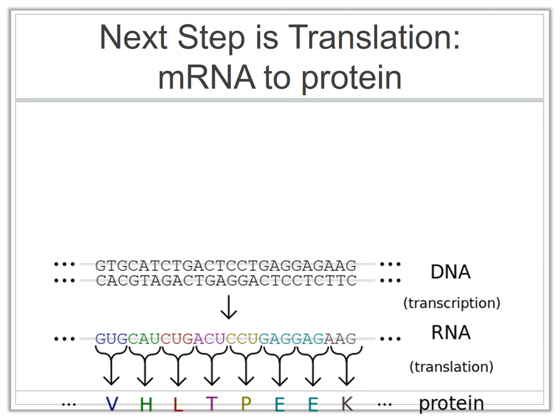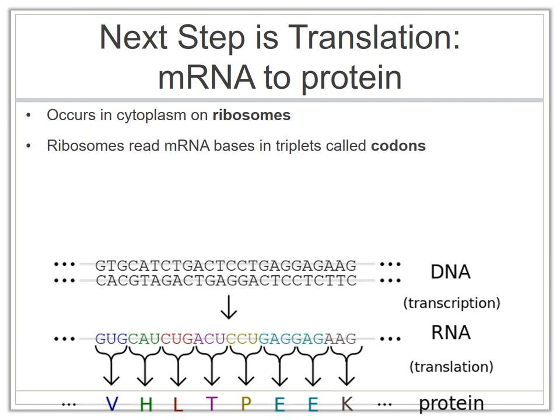And now moving on to the next step, translation. And translation is creating a protein from the messenger RNA molecule. Translation will occur in the cytoplasm on the ribosomes. The ribosomes could be free-floating in the cytoplasm, or they could be attached to a rough endoplasmic reticulum. The ribosomes are able to read the messenger RNA to create the proteins.